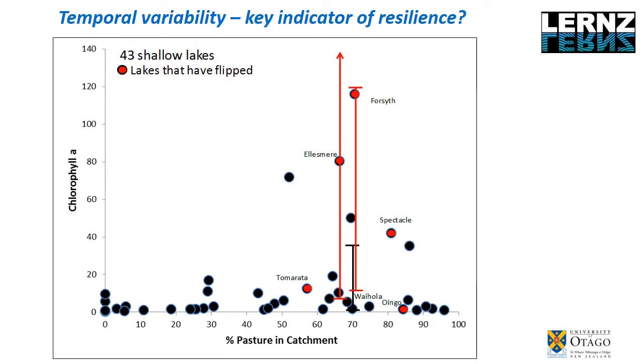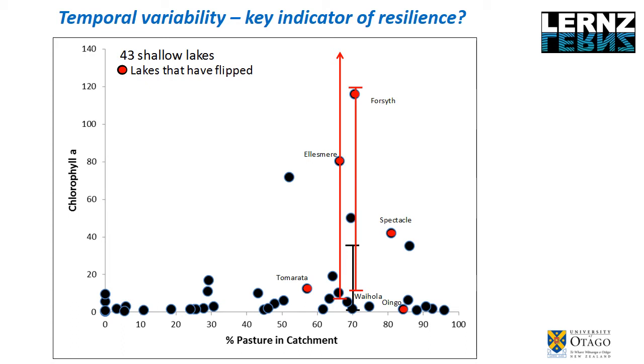Now just shifting to the temporal variability, we think that temporal variability has really been an overlooked factor and an overlooked potential analysis that can shed insight on lake resilience. So here we have the 43 shallow lakes in the CDRP data set against the percent pasture in the catchment. And we have not a very strong positive relationship.